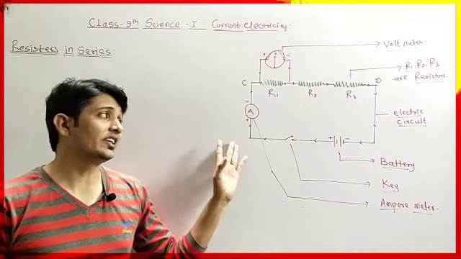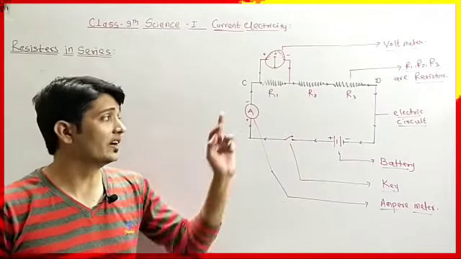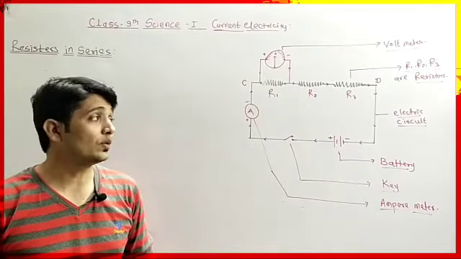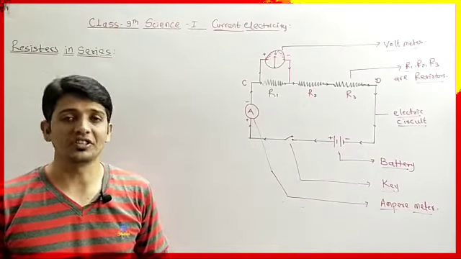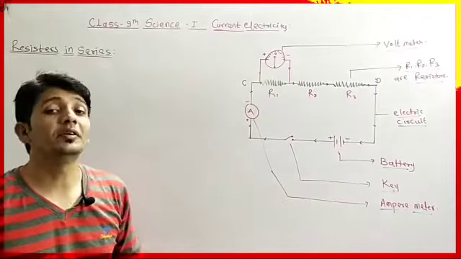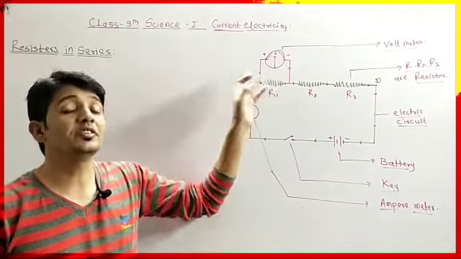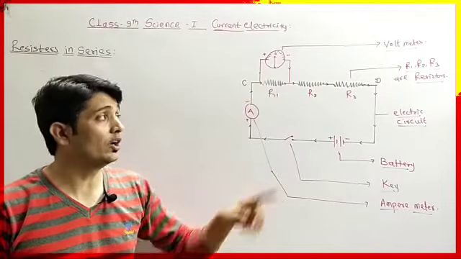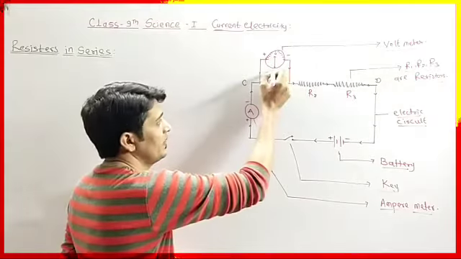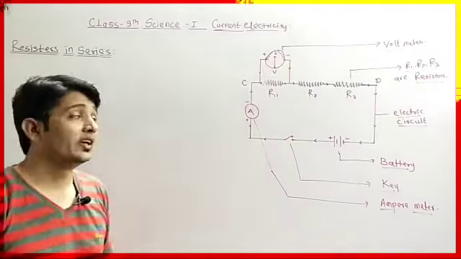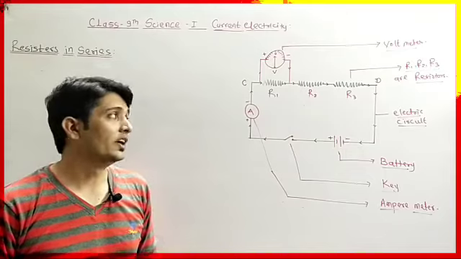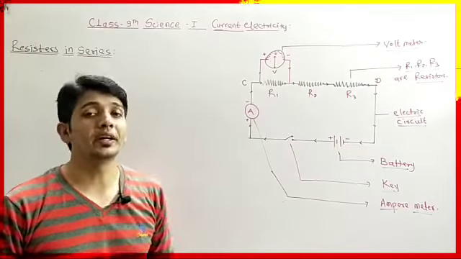This is the circuit diagram. Here R1, R2 and R3 are connected in series. R1, R2 and R3 are the resistances. Here this is the voltmeter, the meter used to measure potential difference. It is also represented by V, which is the unit of potential difference, the volt.